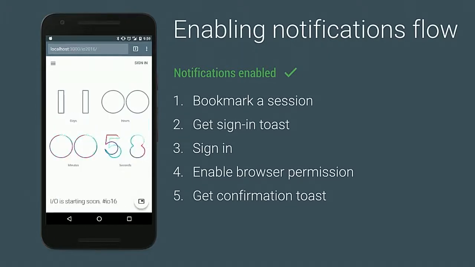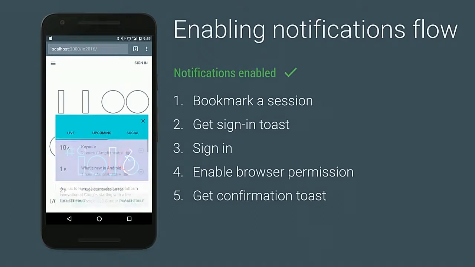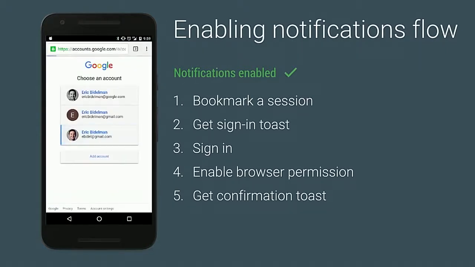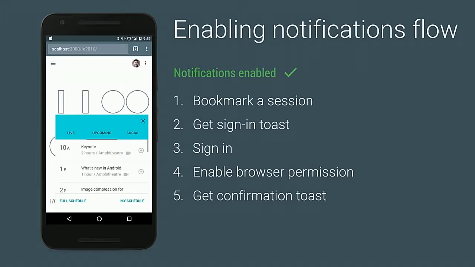The first thing we do is we don't prompt right away. We don't say, hey, can I just have notification permission? The user actually has to take an action that requires notifications. So they'll try to bookmark a session. We'll take them through our sign-in flow for first-time users. They'll go through the OAuth flow. When they come back, at this point, they have to actually allow that permission, the browser API, to go through. So we bring that up. And then the last thing that happens is we save that information to Firebase. And that's what calls this little toast that says it's been added to your schedule.